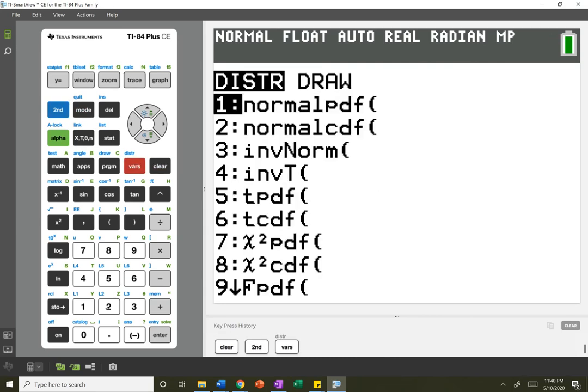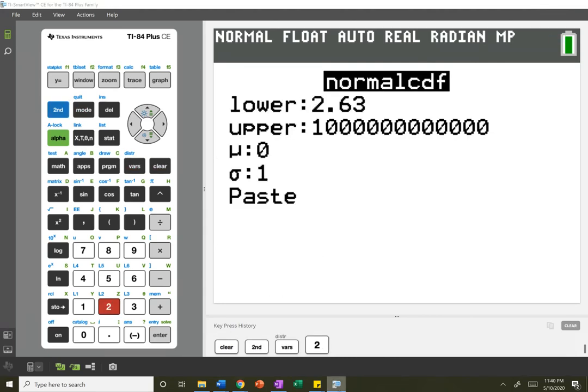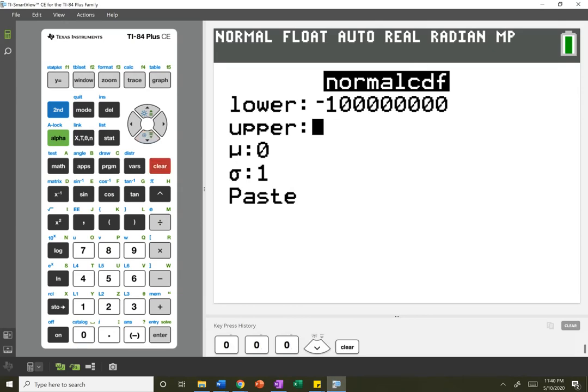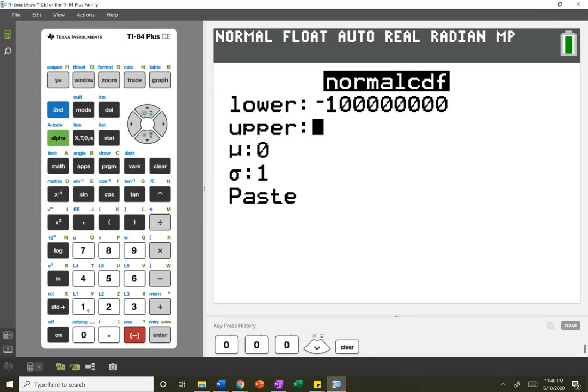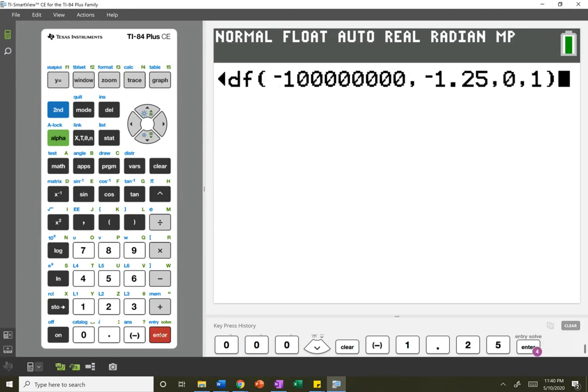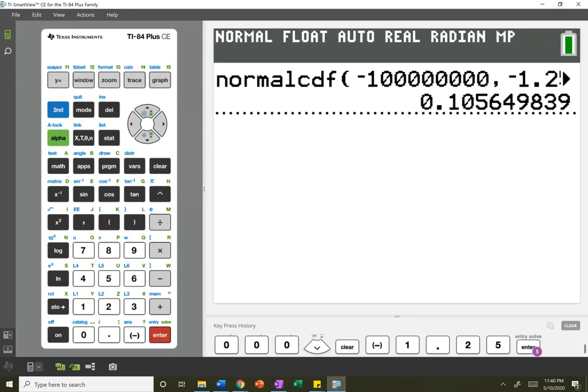Second vars, normal CDF. How low do I want to go? Well, let's look at our picture. That's why we drew it. How low do I want to go? Negative infinity. What's my upper bound? How far up do I want to go? I want to go to negative 1.5. Enter, enter, enter, enter, enter, enter one more time, and there you go.